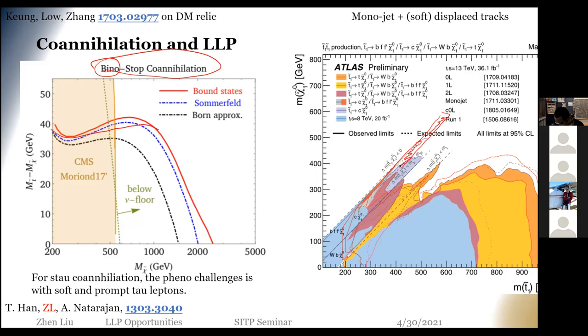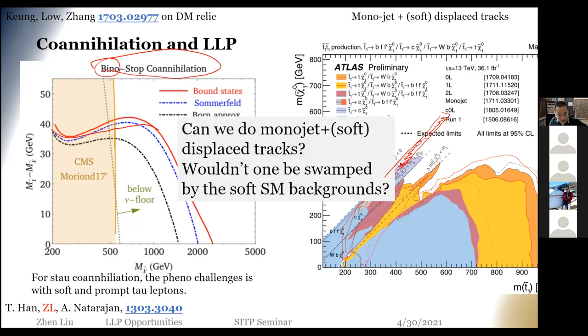In this plot, this is a regime we haven't searched, or which we searched but don't have coverage, because we really don't have much to see. It's compressed and we are only looking for mono-jets, maybe sometimes plus a soft b. Realizing this, we first asked, can we do a mono-jet plus soft displaced track search? Because we realize the SUSY stop will be long-lived in this regime. But immediately we think this is impossible because we are going to be swamped by soft Standard Model background. And we dare not say we can simulate the background and tell our experimental friends to do so.